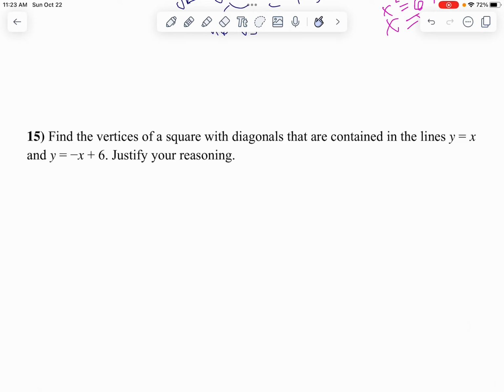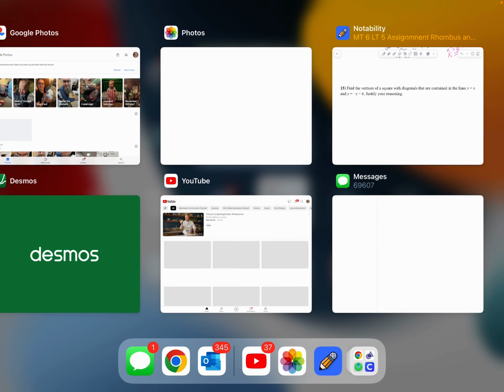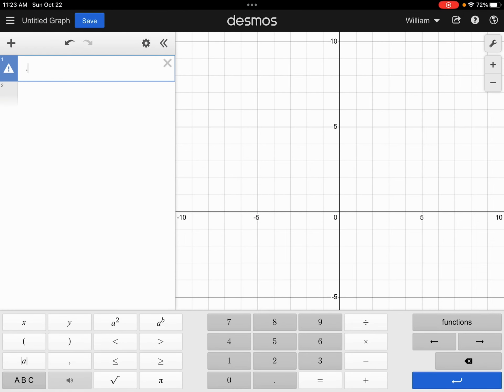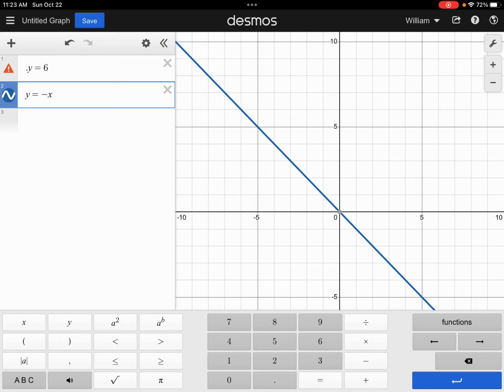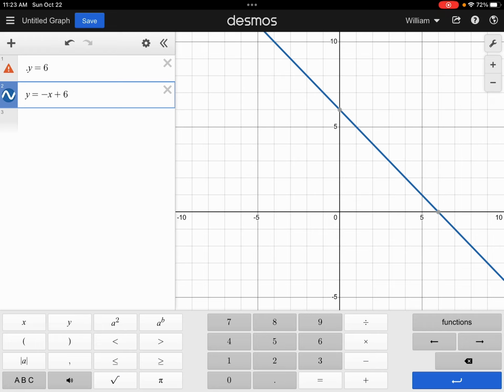Okay, number 15. I want to find the vertices of a square with diagonals y equals x and y equals negative x plus 6. Well, let's do this. Let's graph this. So we'll do y equals x and y equals negative x plus 6.